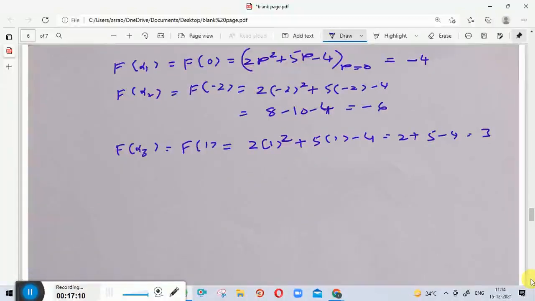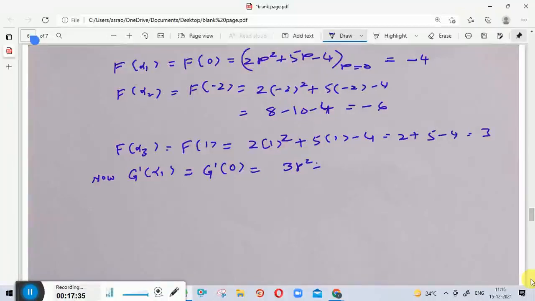Now g dash of alpha 1 is equal to g dash of 0. Alpha 1 is 0, right? Now g dash of p means 3p square plus 2p minus 2 at p is equal to 0, right? That is equal to minus 2. Okay.